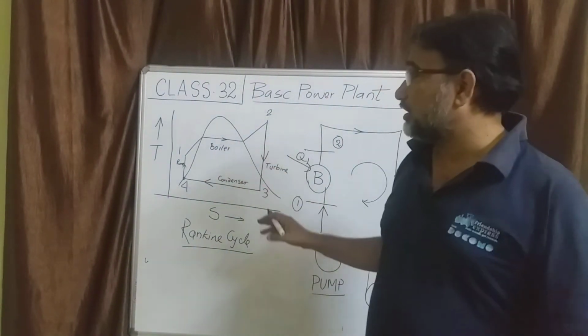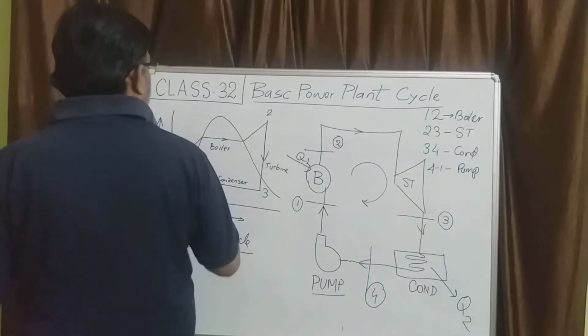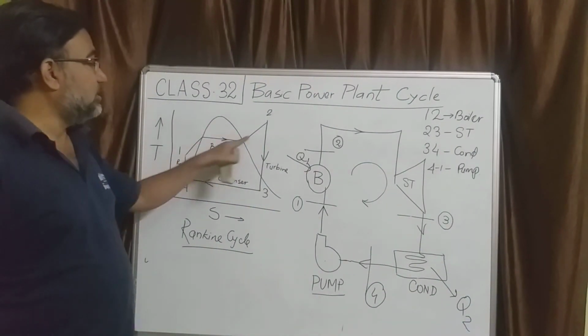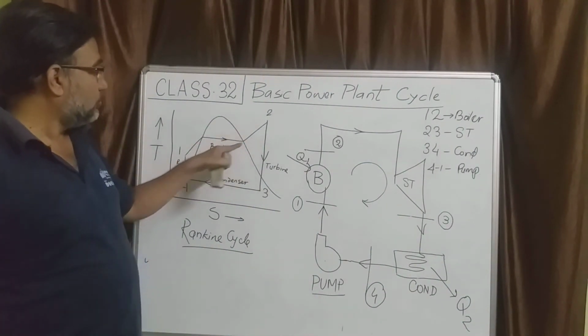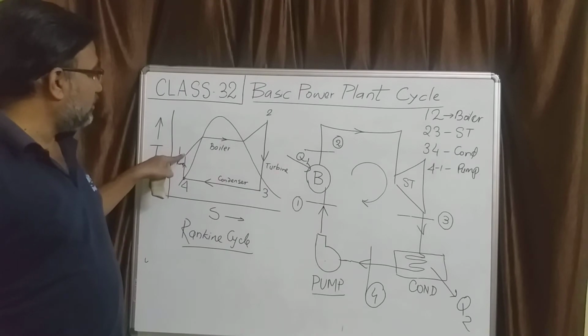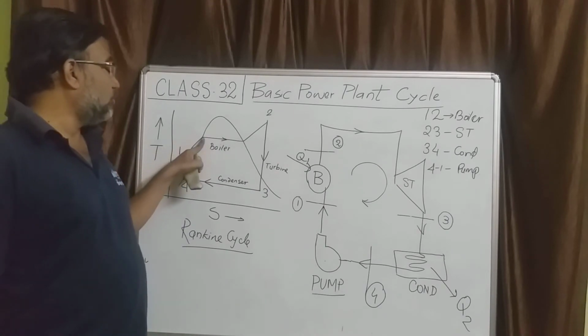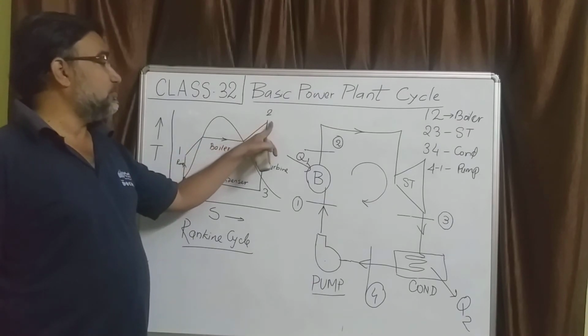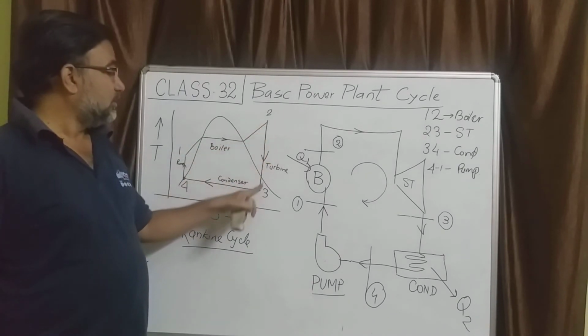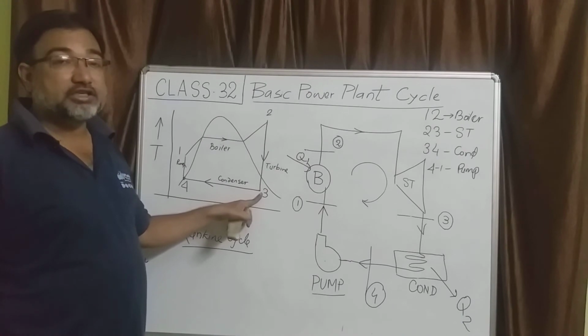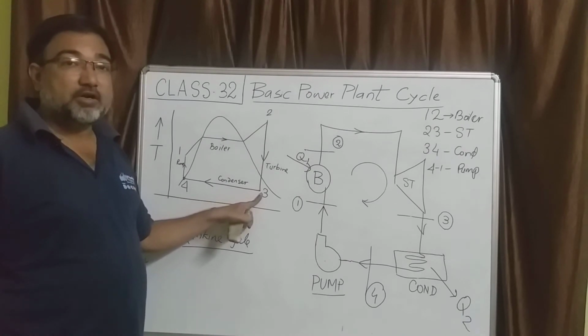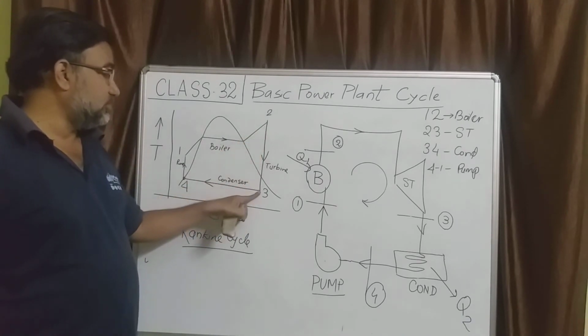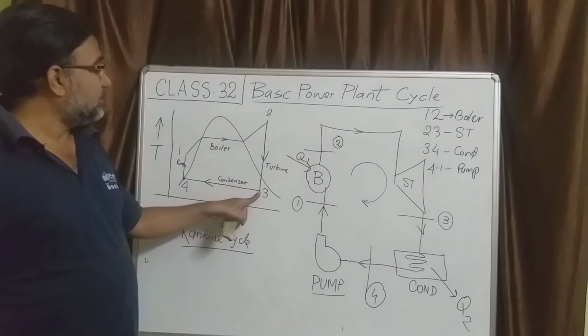So the processes are: a reversible constant pressure heat addition process in the boiler, where from the subcooled region it comes to the boiling point or saturation temperature at which the phase change takes place. It becomes superheated vapor here. Then the steam expands in the turbine and reaches this point. This point falls in the transition zone. Why in the transition zone, I will tell later on.